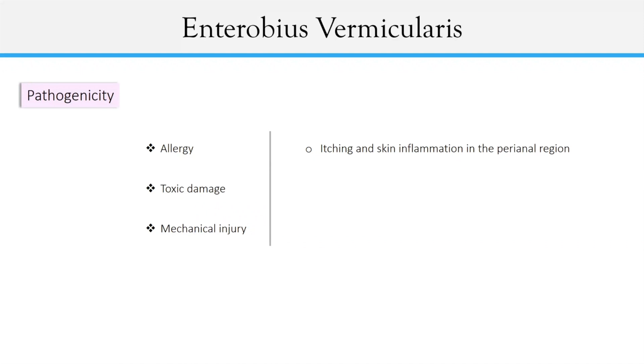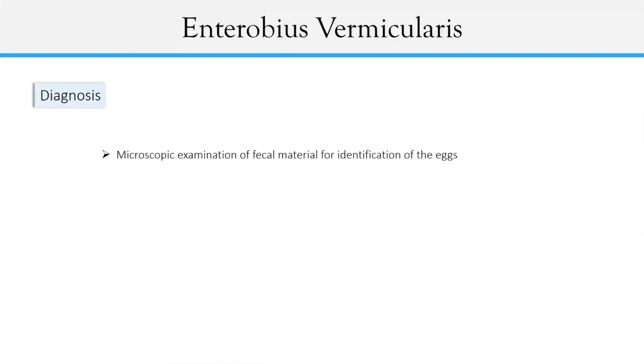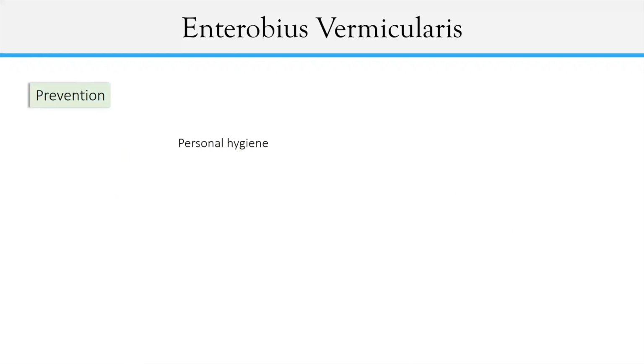Symptoms may be itching and skin inflammation in the perianal region, abdominal pain, appendicitis. Diagnosis is based on examination of fecal material for identification of the eggs, and identification of the eggs in perianal scraping taken in the morning before the bath, and this is important in order to increase the probability that eggs will be identified. In order to prevent this pathology, it is important to follow personal hygiene, and also it is important to treat infected family members.